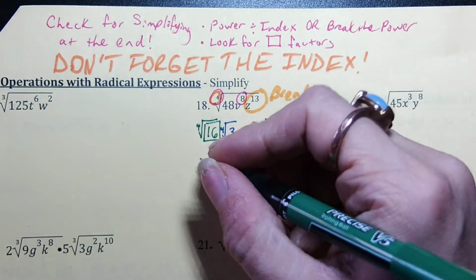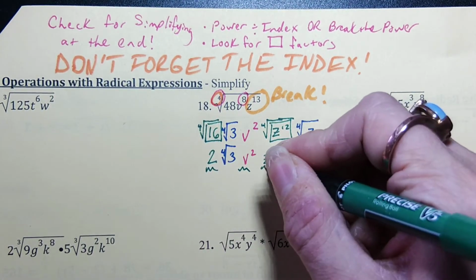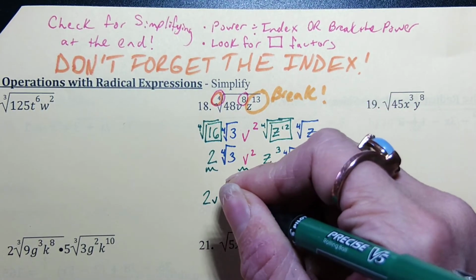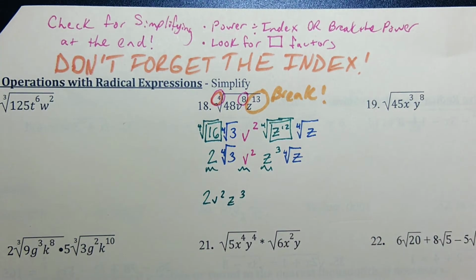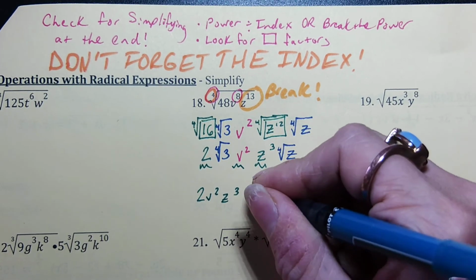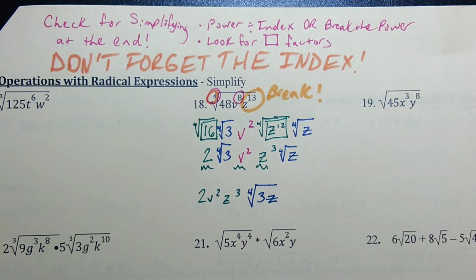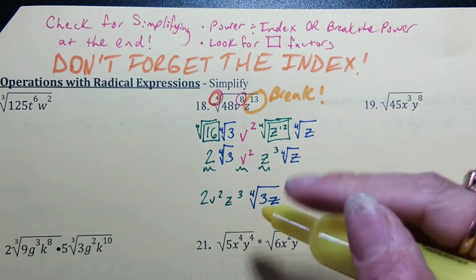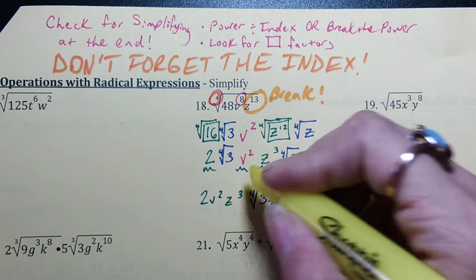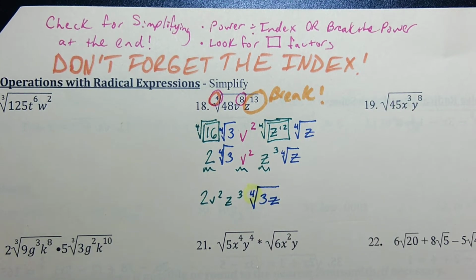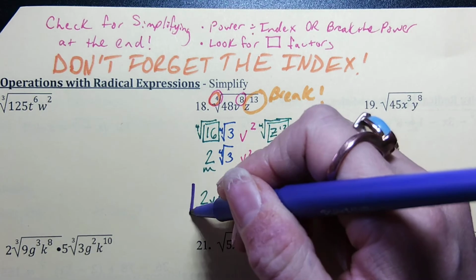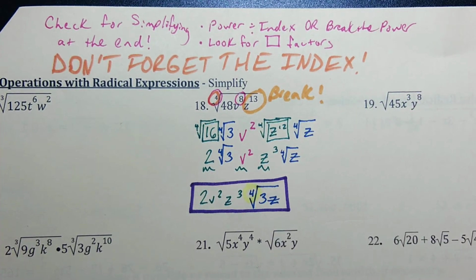So then, putting all my outside stuff together, 2v squared z cubed, and then the 4th root of 3z. So making sure we include the index with our final answer. And that's our simplified expression.